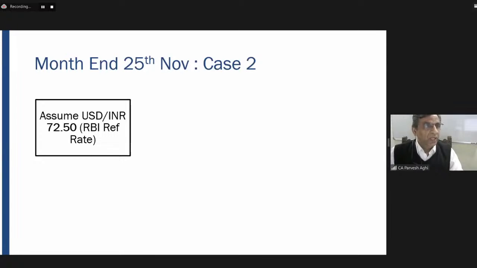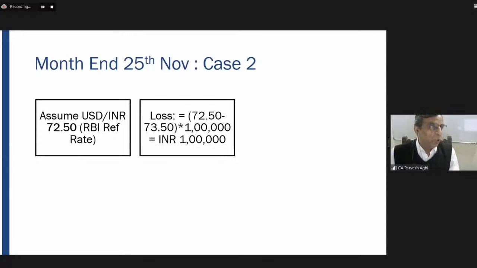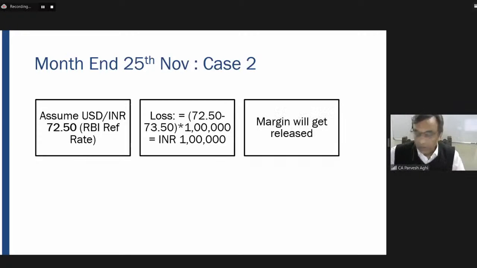So let's say that the case 2, where on 20th November the dollar comes to 72.50. Since he was bullish in dollar, but the dollar has come down, so he makes a loss. How much? 1 rupee loss per dollar multiplied by $1,00,000. So which means he has lost 1,00,000 rupees, and he has to make that payment to the stock exchange, and the stock exchange will make the payment to the other guy who has won the money from his gain, but you are lost. So the margin will get released immediately. You make a payment of 1 lakh, the margin gets released.